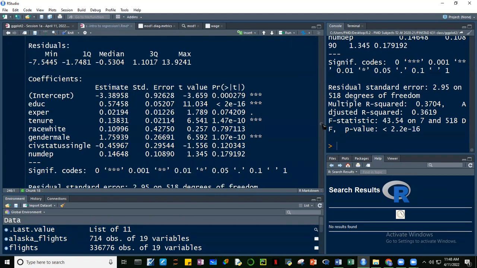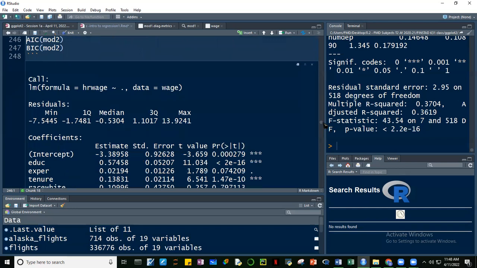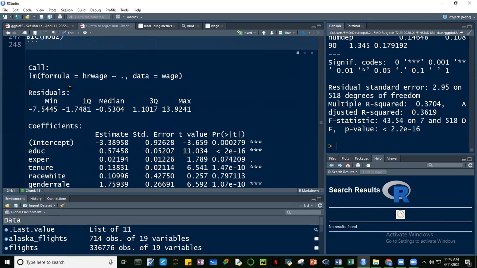Okay, so we have here the output of our LM function. This is the formula, LM, hourly wage, regressed on all the variables, data is equal to wage. Then we have here the residuals, minimum value, maximum value. Okay, we can see here that the maximum is larger than the minimum, no? And the median is negative. Okay, we have to know the mean in order to see if it's concentrated, if it's skewed to the right or skewed to the left.